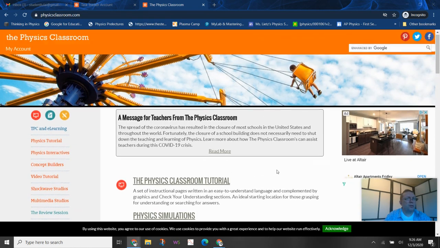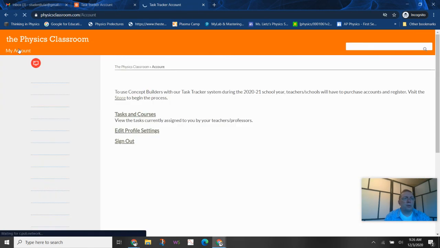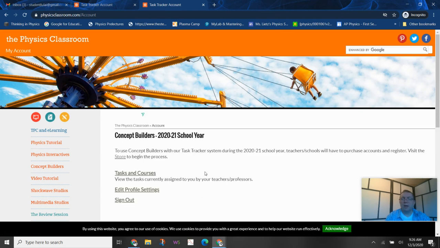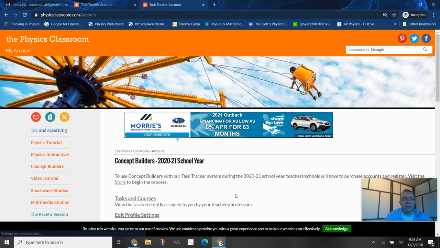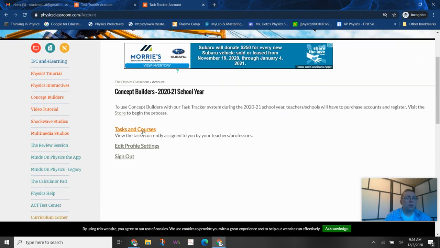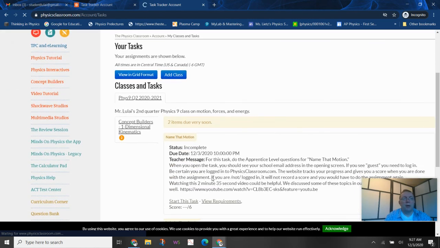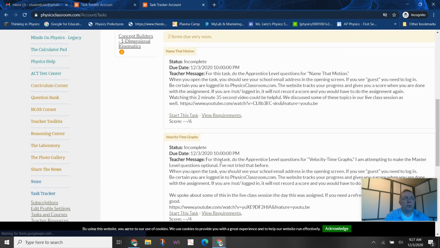You registered for this early on. You should be able to go to my account to sign in. Now in my account, I can click on tasks, and it loads an ad and it always goes up and down. I find that really frustrating. But then you go to tasks and courses, and now it shows the assignments that are available to do today.